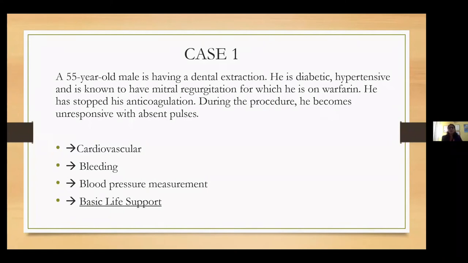So obviously there's some cardiovascular component because he's given you a history with the mitral valve regurgitation. There's some issue with bleeding because he's on blood thinners. And obviously you would have had to deal with blood pressure measurements before you even start any procedure in dentistry and in medicine as well. And of course, unfortunately, the event that has occurred now would trigger you into a basic life support system management, right, which you're going to be trained to do.